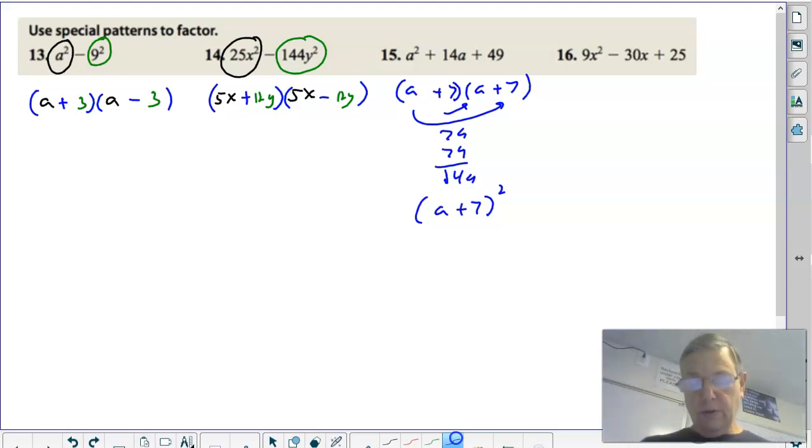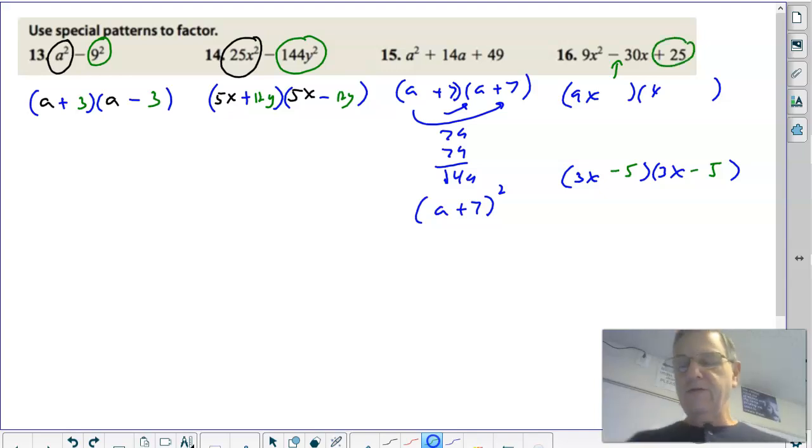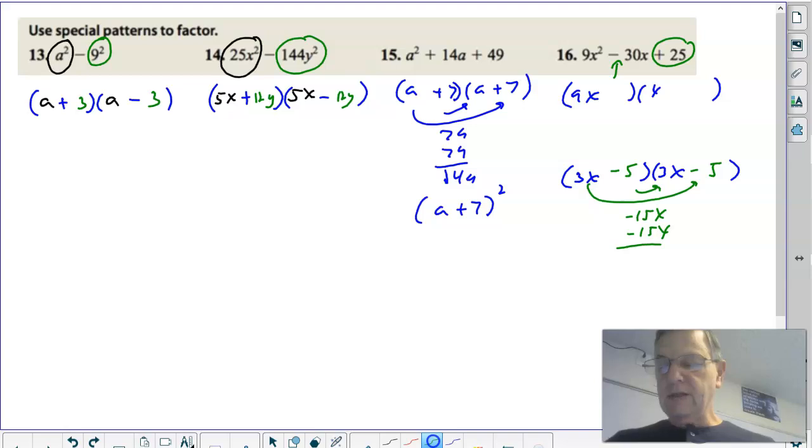No, it's close. Okay, so again, on this I have two possibilities, 9x and x, or 3x and 3x. All right, and then I'm going to try 5 and 5. My middle's negative, so it's got to be a negative times a negative to get that positive 25 and give me a negative in the middle. There's a negative 15x and another negative 15x for negative 30x. Sure enough, that's correct. But final form, 3x minus 5 quantity squared.